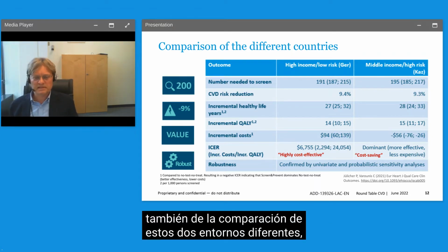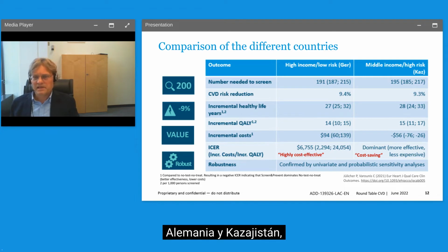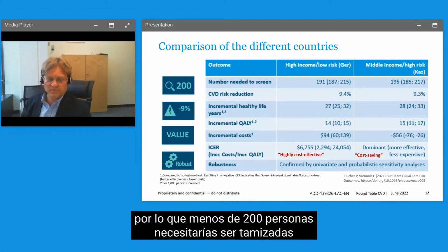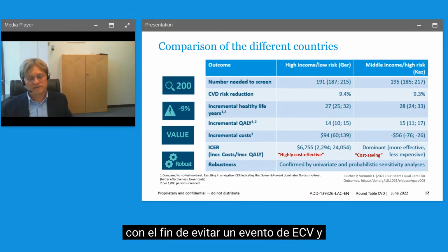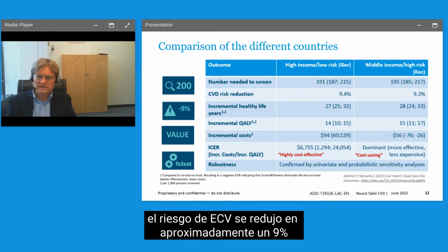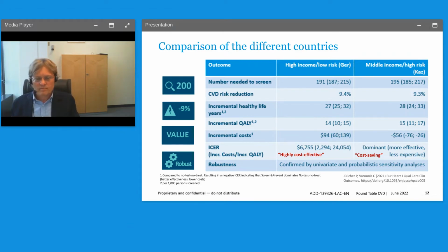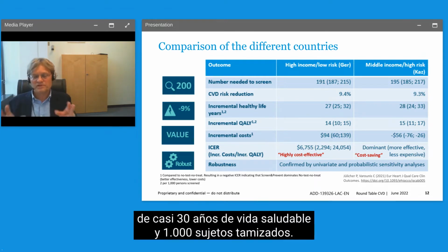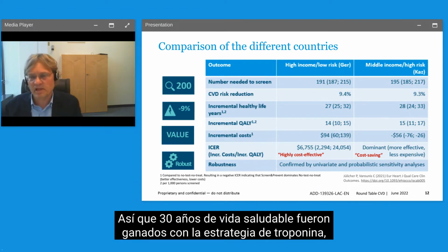Germany and Kazakhstan. Well, basically, the clinical picture was relatively the same. So less than 200 people would need to be screened in order to prevent one CVD event. And the CVD risk was reduced by about 9%. And this really equates to a gain of almost 30 healthy life years in 1,000 subjects screened. So 30 healthy life years were gained with troponin strategy.